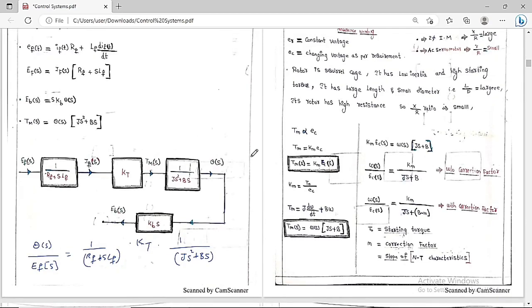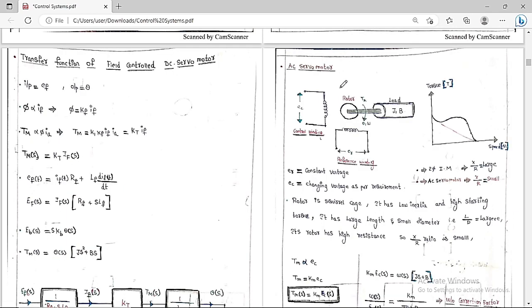These things you always have to keep in your mind. So finally, in the case of armature control of this servo motor, yes, there is a feedback from output to input and the order of the system is equal to 2. Whereas in the case of field control of this servo motor, there is no feedback from output to input and the order of the system is equal to 3.